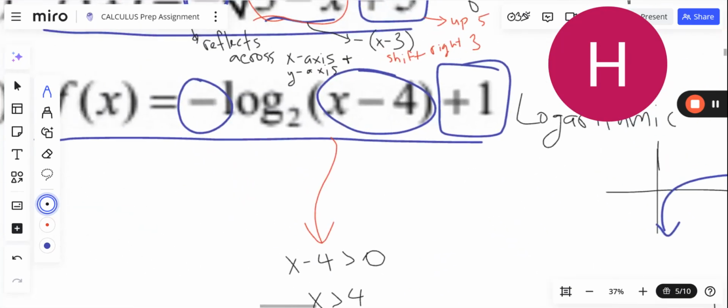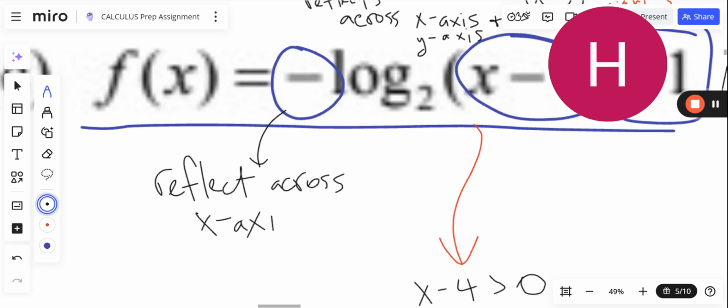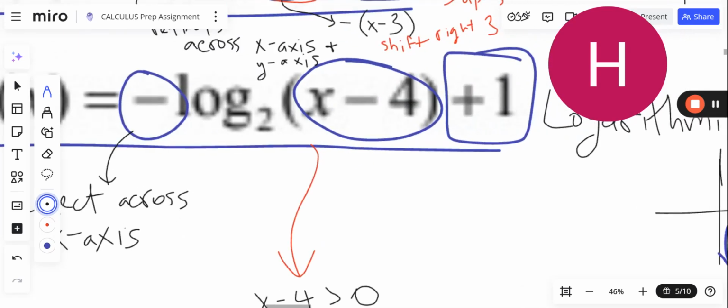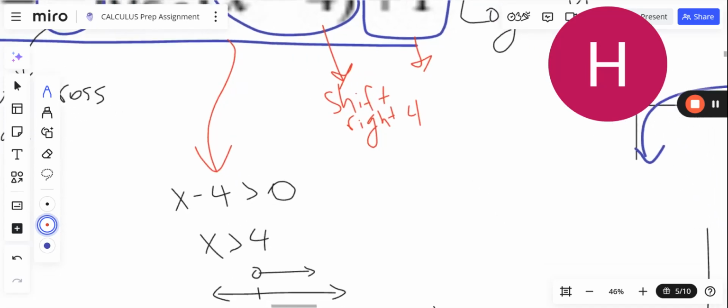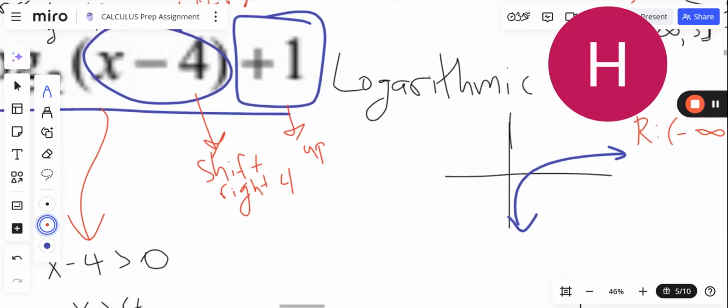Okay, let's talk about the transformations though, because this transformation is going to flip things. This is going to reflect across the x-axis. Okay, this is going to shift things. These shifts are going to happen. This is a shift 4 to the right, which makes sense because we just looked at the domain and we saw that the asymptote is going to get shifted 4 to the right. It's also going to go up by 1.